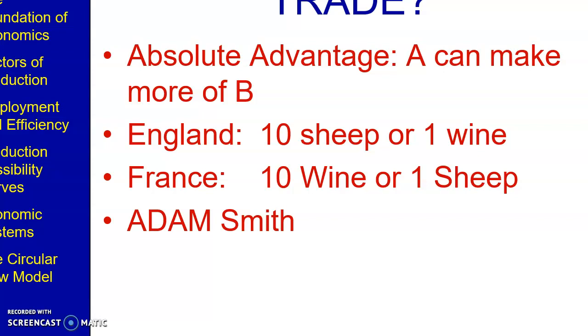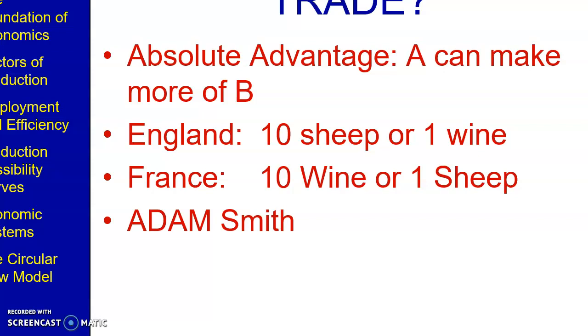Now, if you think about it, these two countries would be limited by their respective production possibilities curve. Think of a typical curve. England's intercepts would be 10 sheep and 1 wine. France would be 10 wine or 1 sheep. There's no way England could consume 10 sheep and 2 wines, or some combination thereof. For every 1 wine England makes, they have to give up 10 sheep. For every sheep that France makes, they have to give up 10 wines.